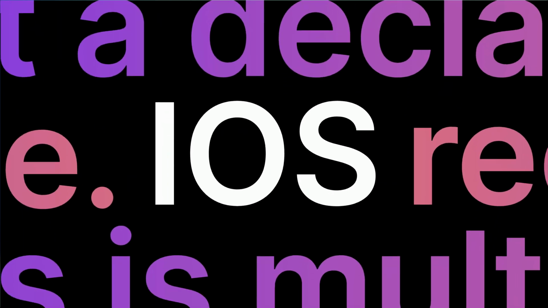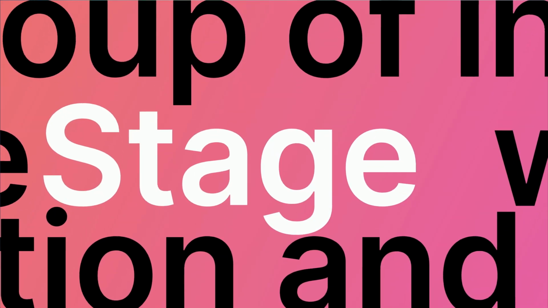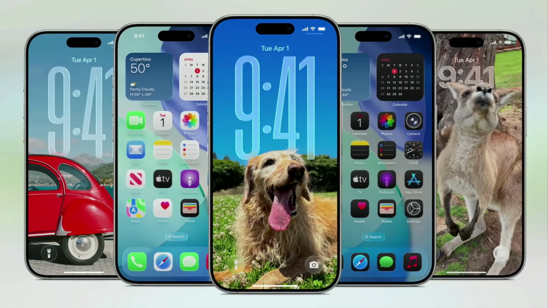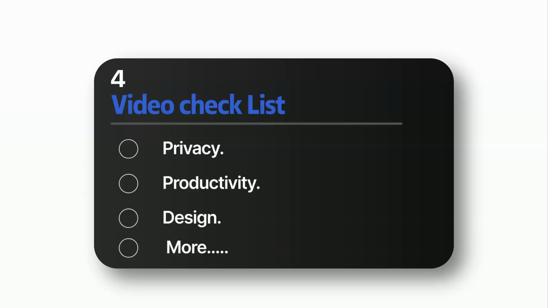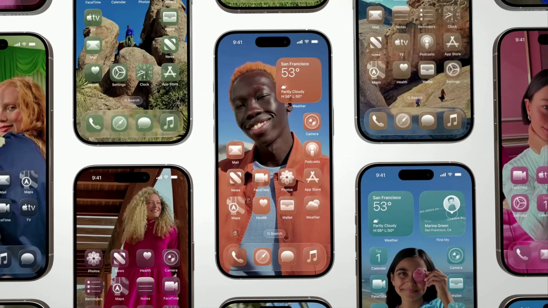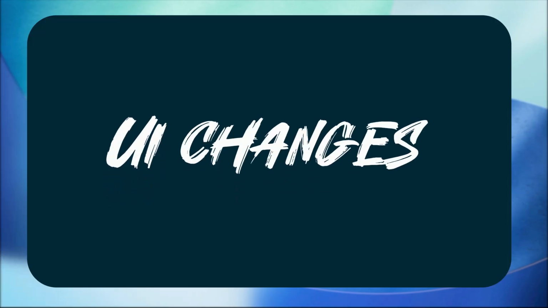Apple showed off iOS 26 on stage, but what they didn't show you is how all these updates actually fit together. Instead of a random list of features, I'm going to break it down category by category: privacy, productivity, design, and more. That way, you'll see exactly where your iPhone just got better. Let's start with a big one, the UI changes.